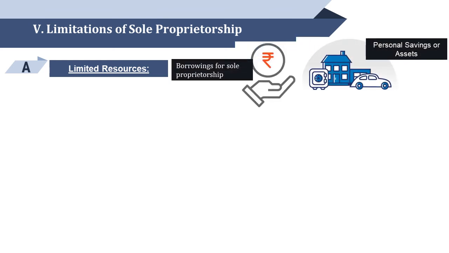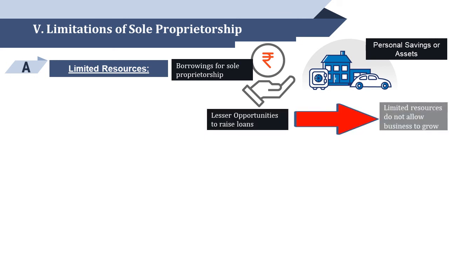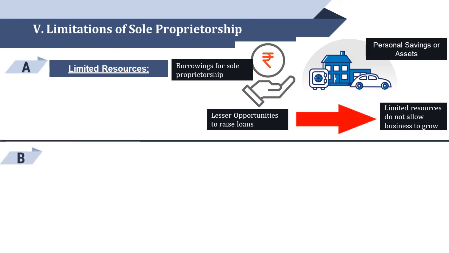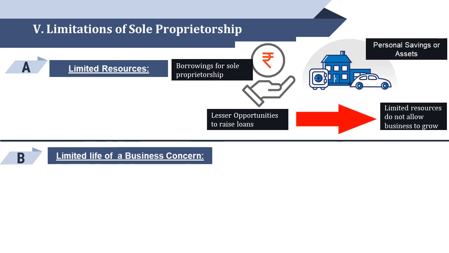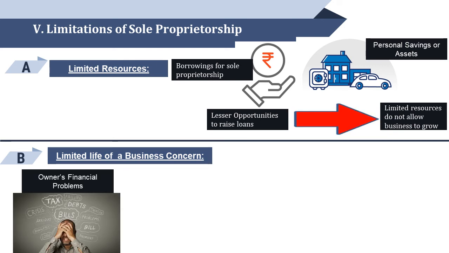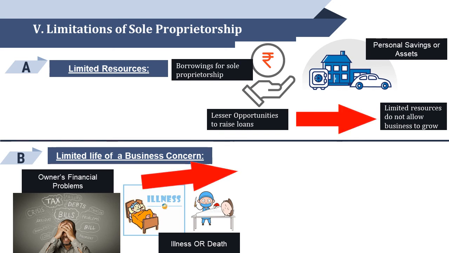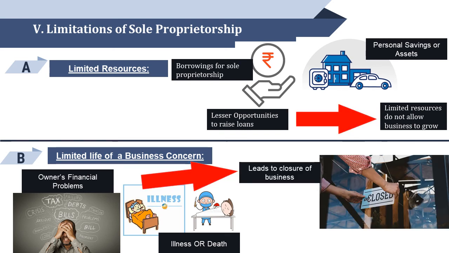The next topic is limitations of sole proprietorship. The first point is very limited resources. Borrowings for sole proprietorship depend upon their personal savings or assets, so there are lesser opportunities to raise long-term loans. Limited resources do not allow businesses to grow. Another limitation of a sole proprietorship is limited life of business concern. Sole proprietor and business are considered as one in the eye of law. Owner's financial problems, illness or death affect the business and at times will also lead to closure of business.